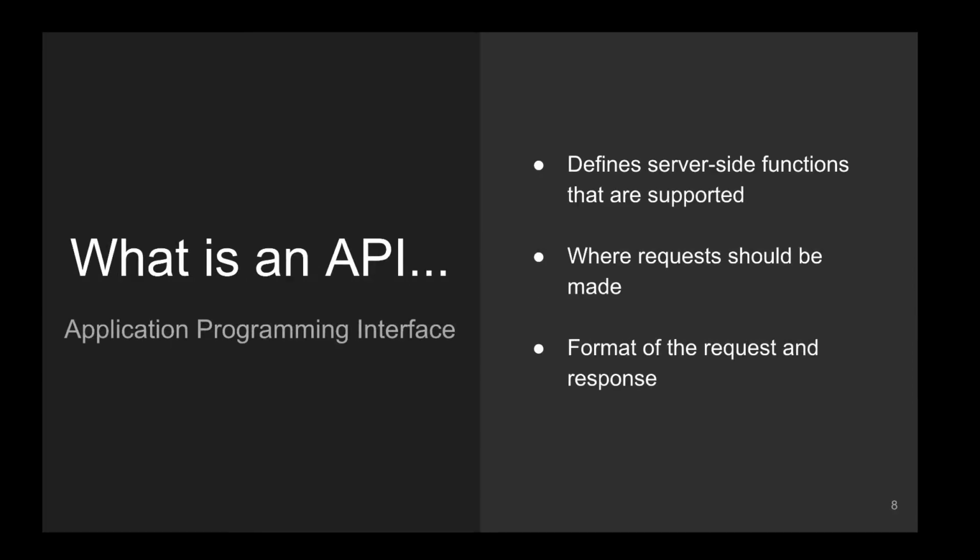Now, let's talk about what an API is. It stands for application programming interface. Basically, you have functions that are defined on the server side, and the API tells you what is supported from the server and where the request should be made. So essentially, it's going to tell you what the pattern of the URLs are that you're going to use to call into the server. Pretty much, it's telling you what the format of the request and response is.